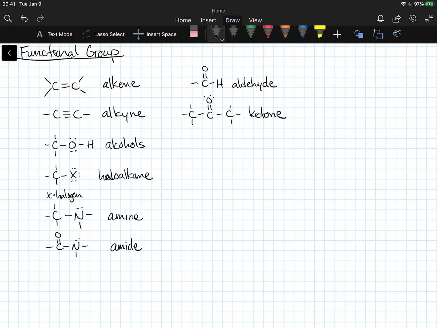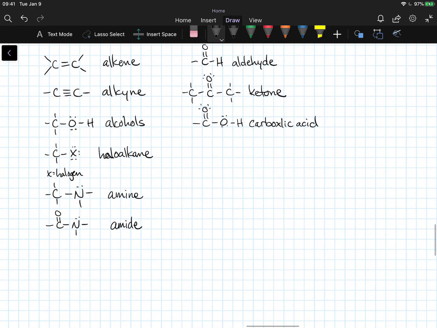And carboxylic acids, because of the hydrogen bonding, tend to be a little less volatile, but they also are parts of our food chemistry. So these are really prevalent in a lot of the foods that we eat. That's a carboxylic acid. And we've seen that in acetic acid.